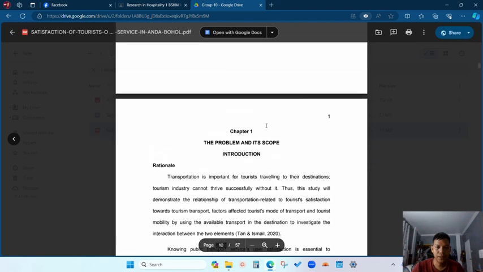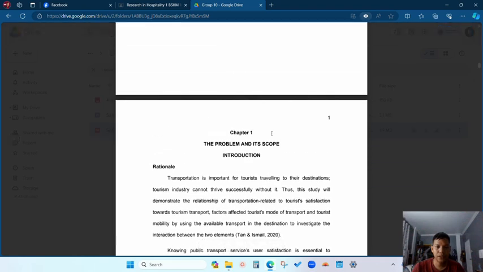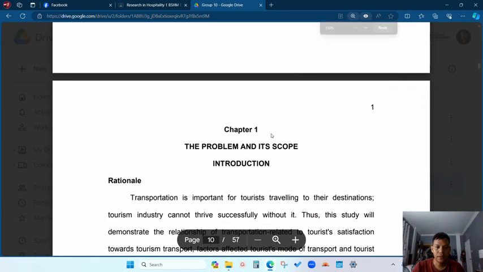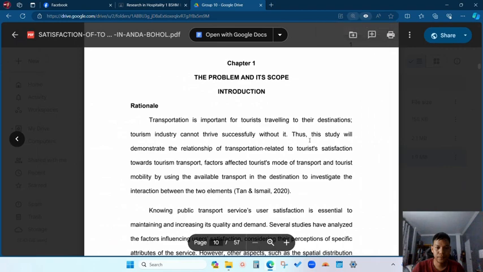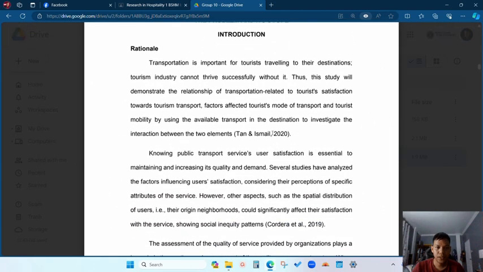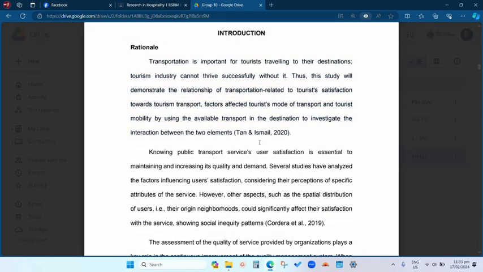Okay, so this is the part in Chapter 1, the problem and its scope, the introduction. This is their rationale part. So we have the first part of their paragraph for the rationale. And now we will check if there are the components of the rationale that we have discussed a while ago.